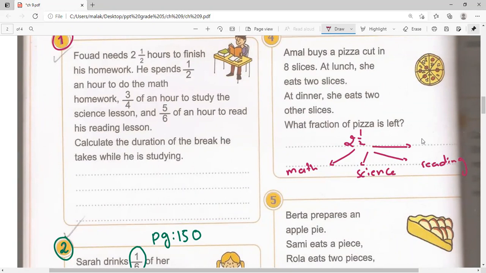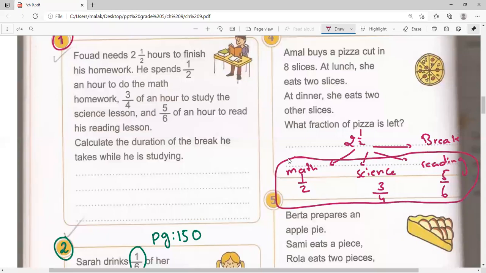And also he will take a break during this time, take a rest. To do his math homework he will take half an hour. Science lesson 3/4. Reading 5/6. How will we find the duration of the break? First we should know how many hours he spends on the math, science, and reading. So what shall I do first? We have to add them all.